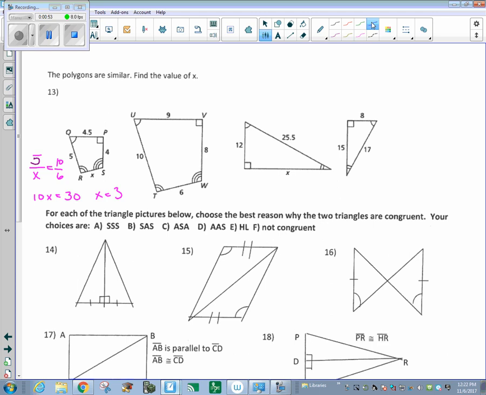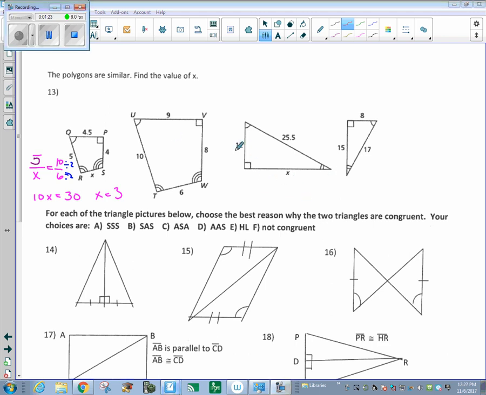Another way to think about this is, what did I do to 5 to get to 10? Or maybe go 10 down to 5. I could say I divided by 2. And if I divide this guy by 2 as well, that would give me the 3 there. So there's two different ways of looking at that type of problem. Same thing over here. We are talking about these two triangles being similar to one another.